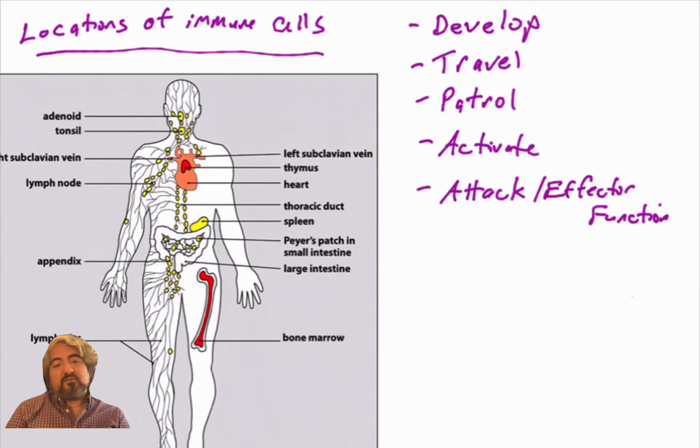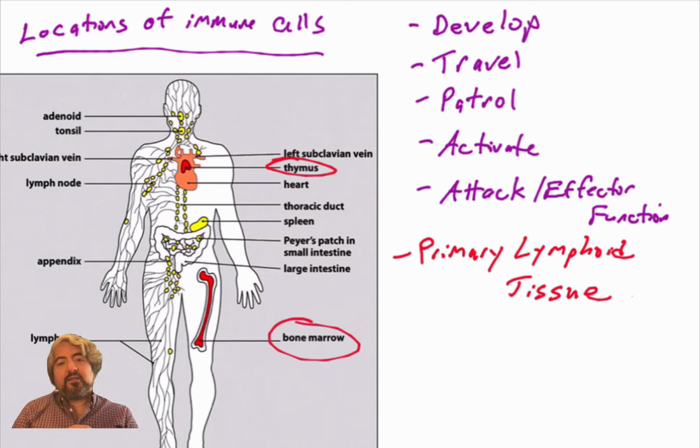There's lots of movement of immune cells, lots of places they can be, again, because pathogens can be in a lot of different places as well. So just keep these sort of five ideas in your mind as we explore the body and where we're going to find immune cells. So the first place we're going to talk about in the body where you find immune cells is primary lymphoid tissues.